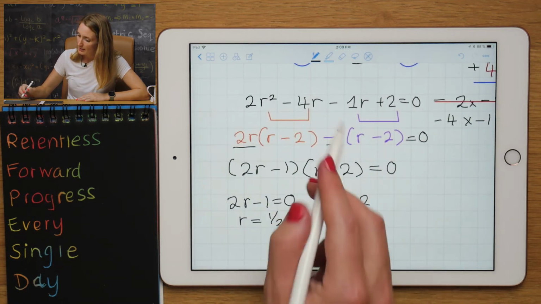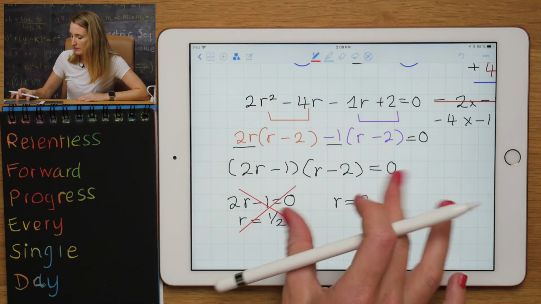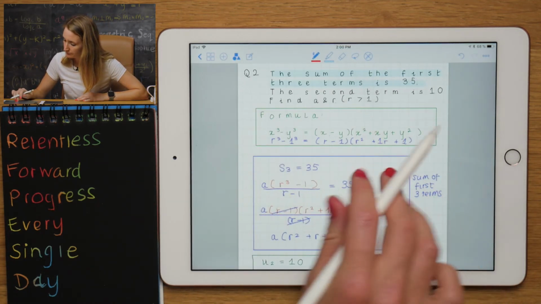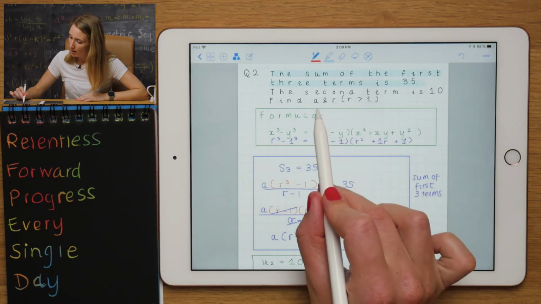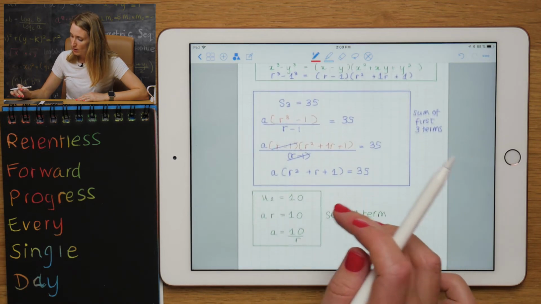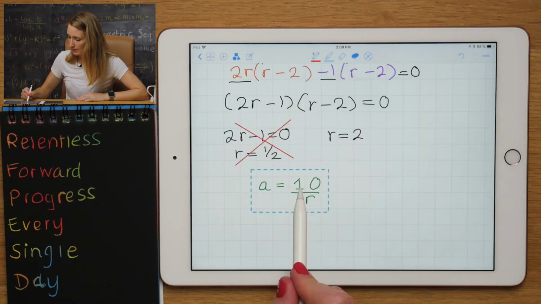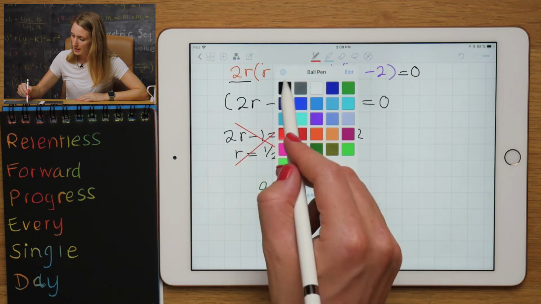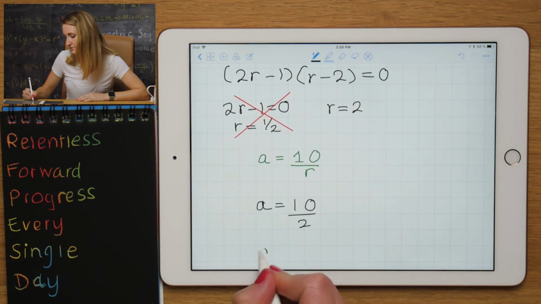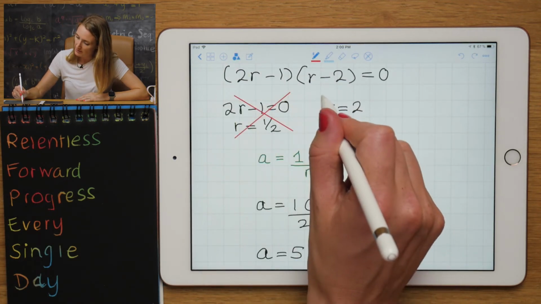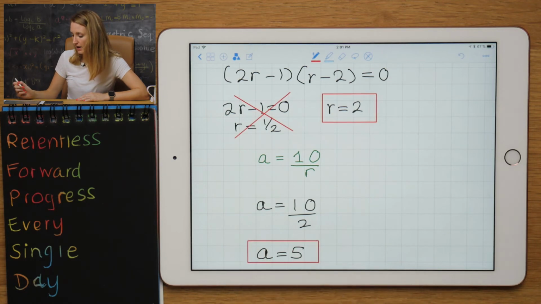And I'm going to eliminate this -1/2 one, because I was told in the question that r is bigger than 1. So I've got r is equal to 2. So I've got the r, but I haven't got the a. So I'm going to go all the way back and grab my a formula. And now I've got r, I'm going to substitute that in. A is 10 divided by 2. A is 5. So my final answers are r is 2 and a is 5.